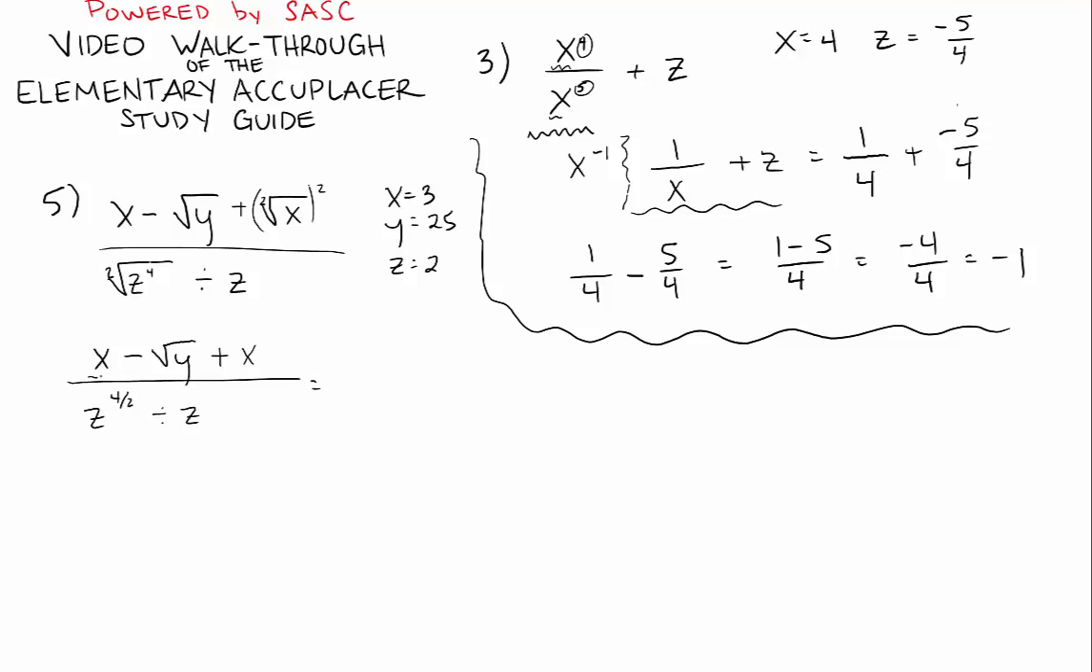Here I have an x plus an x, so that's 2x minus the square root of y over z to the 4 divided by 2. 4 divided by 2 is simply 2. So this can look like this: z squared divided by z. And again, this would be z to the 1. And now if I take this number and subtract this number, I get simply z to the 1, or z. And so my final simplified problem, before I plug in any numbers, would be 2x minus the square root of y divided by z. And again, you can plug in the numbers first.